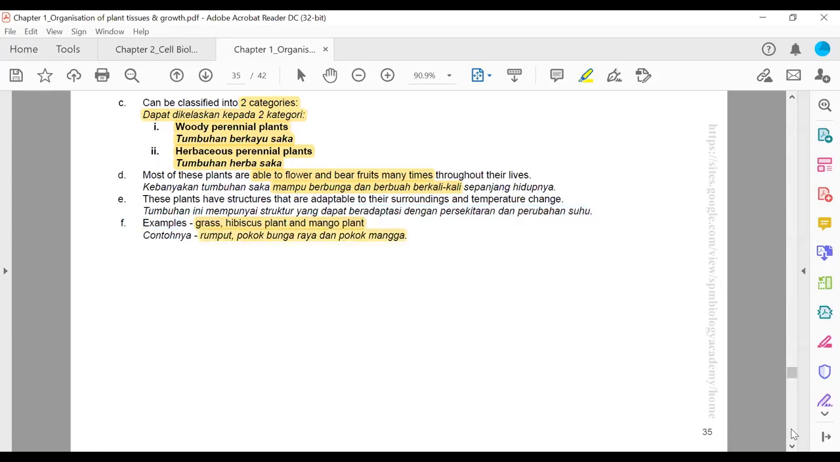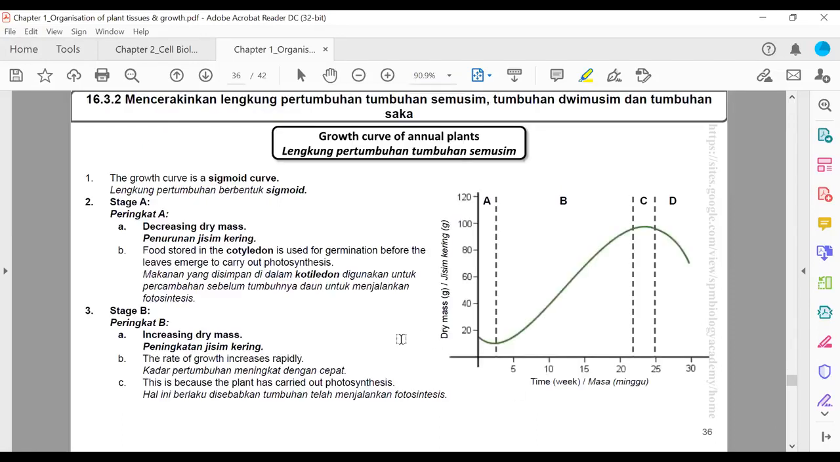Move on to the next page. Let's see the growth curves. Now we are going to see the growth curves for the annual plants, biennial plants and perennial plants as well. So this is very important for your essay as well. So you need to focus a bit on this part. Now let's see.